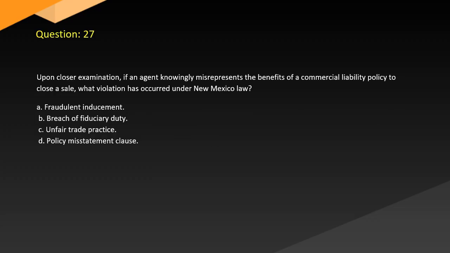Question 27. Upon closer examination, if an agent knowingly misrepresents the benefits of a commercial liability policy to close the sale, what violation has occurred under New Mexico law? A. Fraudulent inducement. B. Breach of fiduciary duty. C. Unfair trade practice. D. Policy misstatement clause.